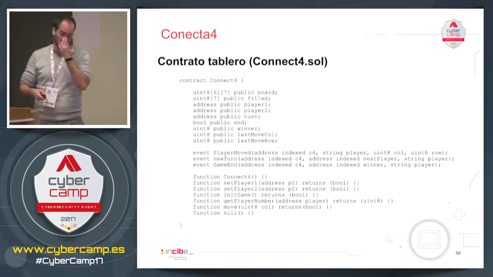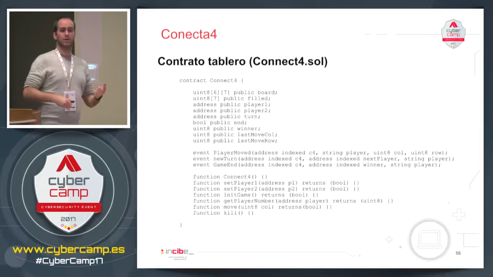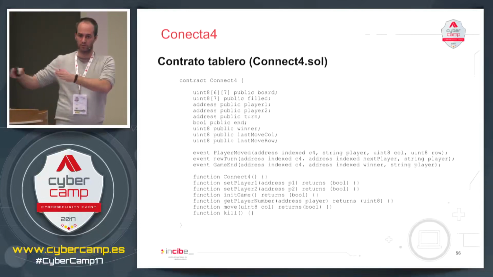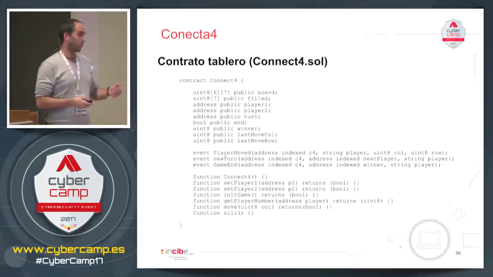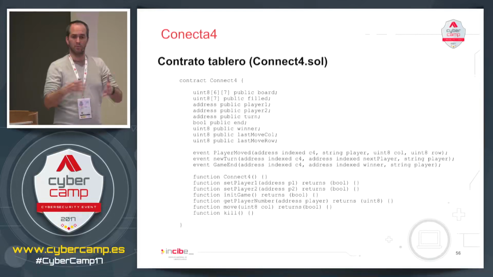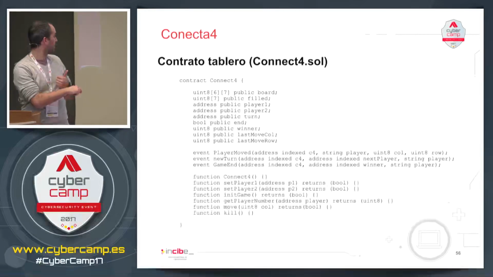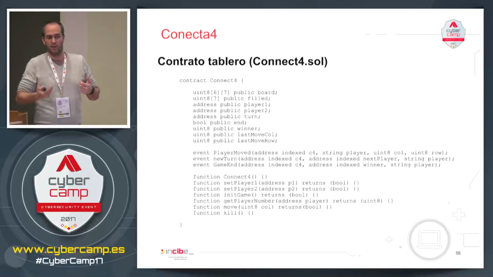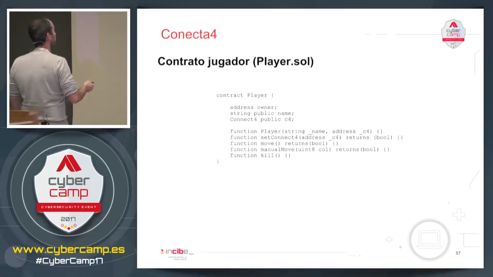The function of executing a movement: if it's the turn of player one, player one can invoke the function move. It's a transaction, a write operation on the blockchain database. So there's the first move. All the nodes will check that this is a valid transaction. If so, the result is okay. It's going to be written in a block, and the board is going to be updated.